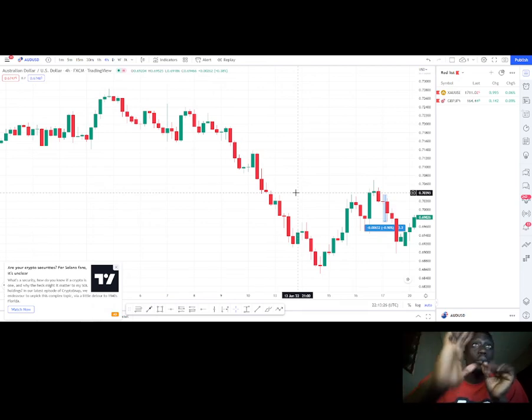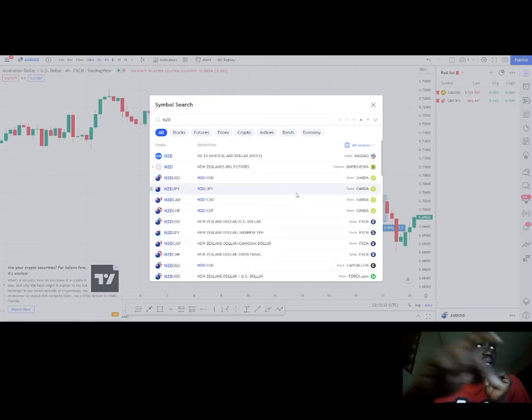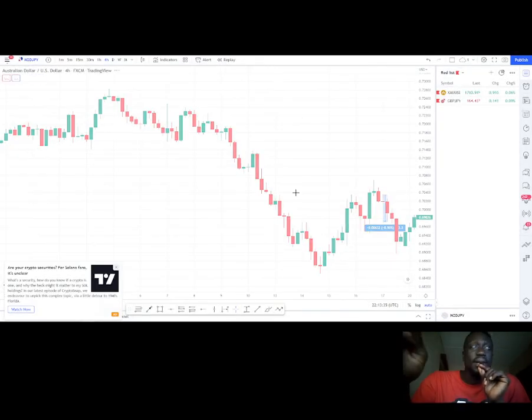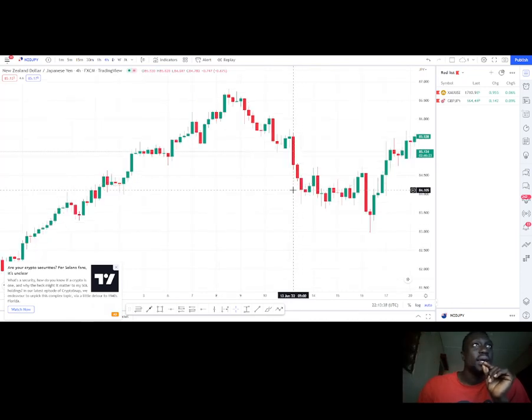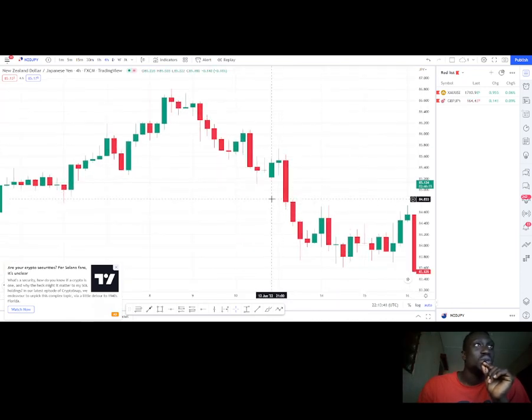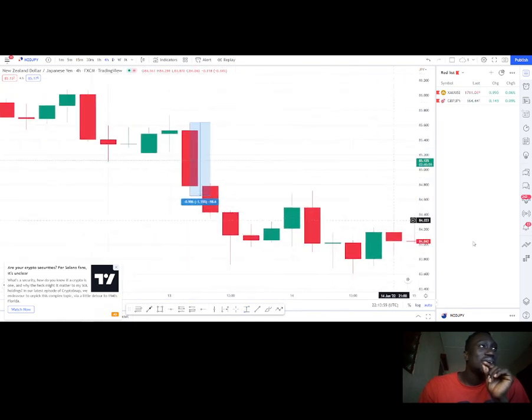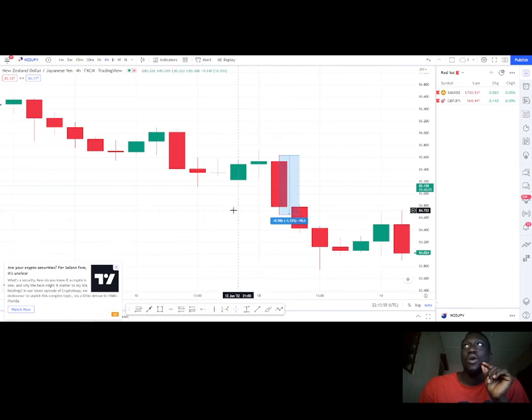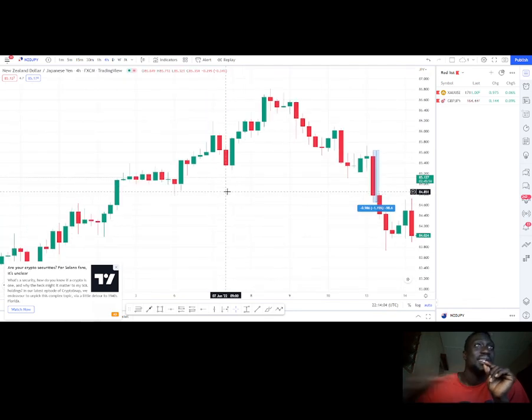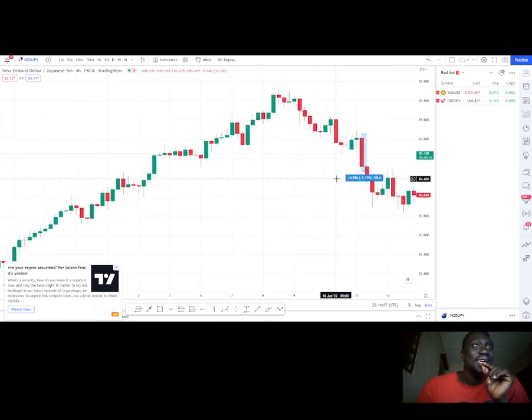This pair also moves quite a lot, right? So NZD JPY. With NZD JPY, we can also see this one opened, closed at 1 a.m. and this closed at 5 a.m. Now just look at this beautiful red candle of almost 100 pips. You can clearly see almost 100 pips. Insane.